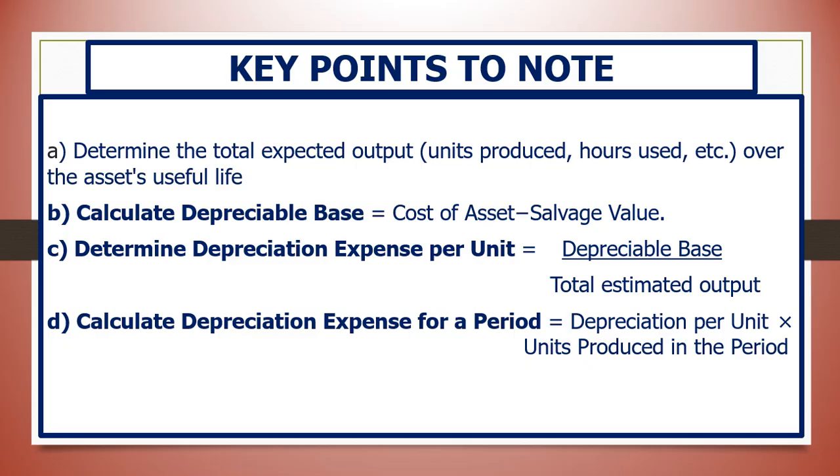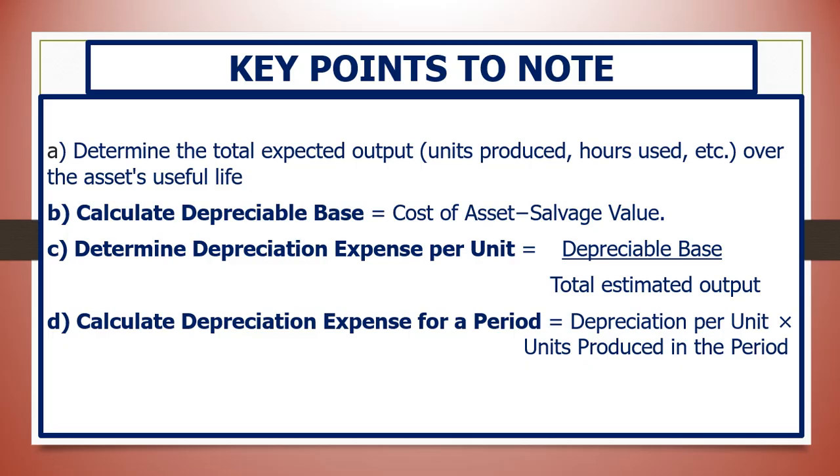Then three, we also have to determine the depreciation expense per unit, and that one can be obtained by getting the depreciable base divided by total estimated output. So we can get depreciation per unit, getting the depreciable amount divided by total estimated output.